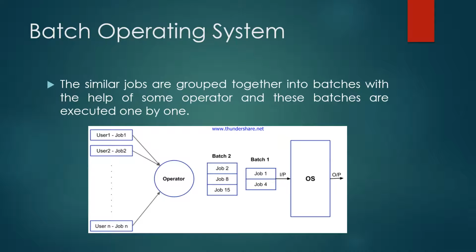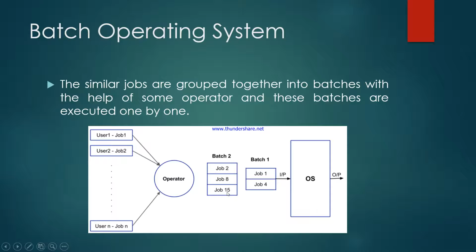So this operator will divide or group these jobs into different batches, and then these batches like batch 1, batch 2, batch 3 or batch n will be executed one by one. Here batch 1 will be executed first, then batch 2, batch 3. So these batches will be grouped by the operator.